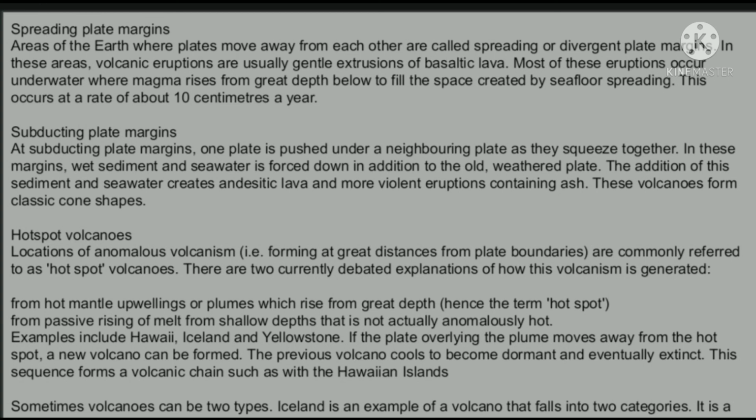If the plate over the plume moves away from the hotspot, a new volcano can be formed. The previous volcano becomes dormant and eventually extinct. This sequence forms a volcanic chain, just like the Hawaiian Islands, because sometimes volcanoes can be of two types. Iceland is an example of a volcano that falls into both categories. It is a spreading plate margin volcano as well as a hotspot volcano.